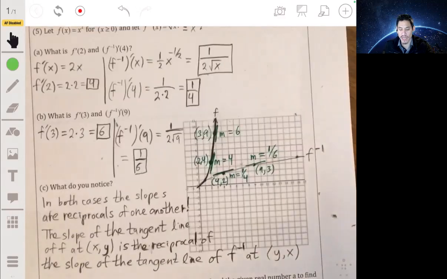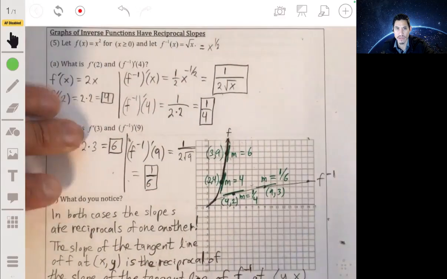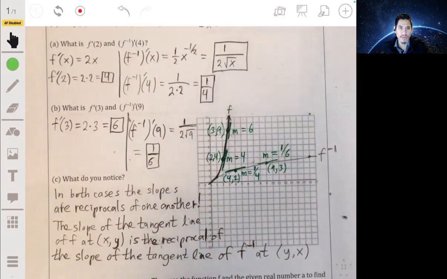And there you go. So that's why the graphs of inverse functions have reciprocal slopes of each other. So there you go, and I hope that helps. So good luck.